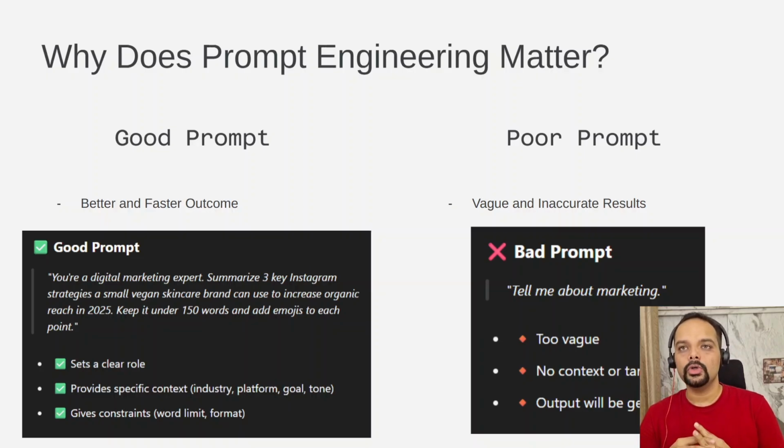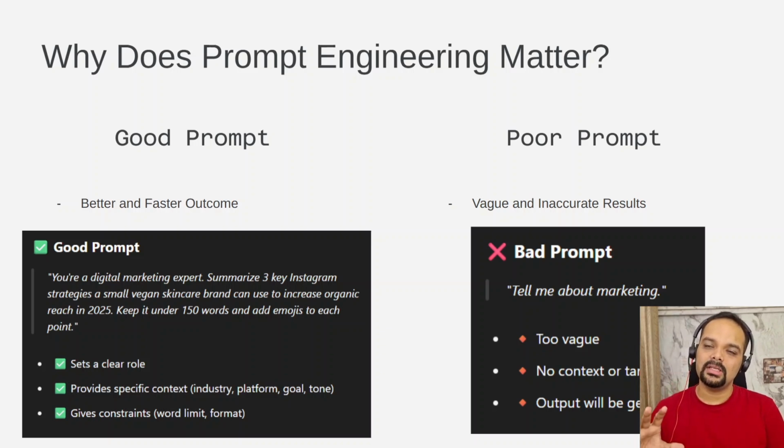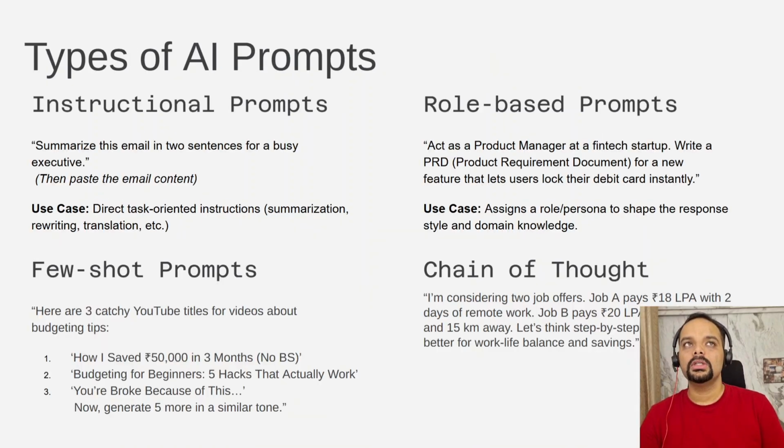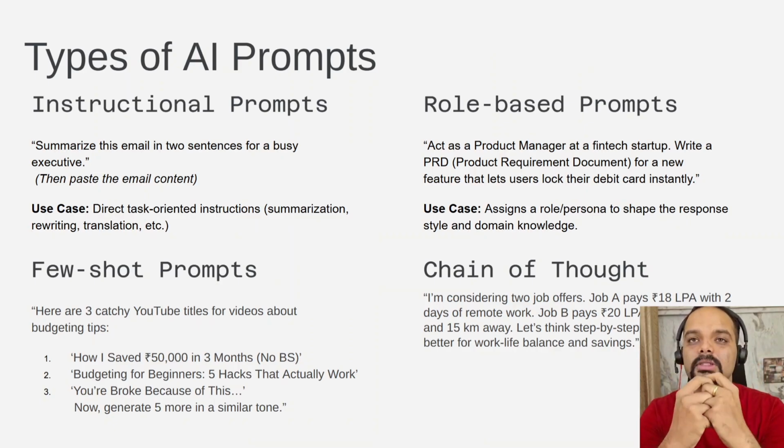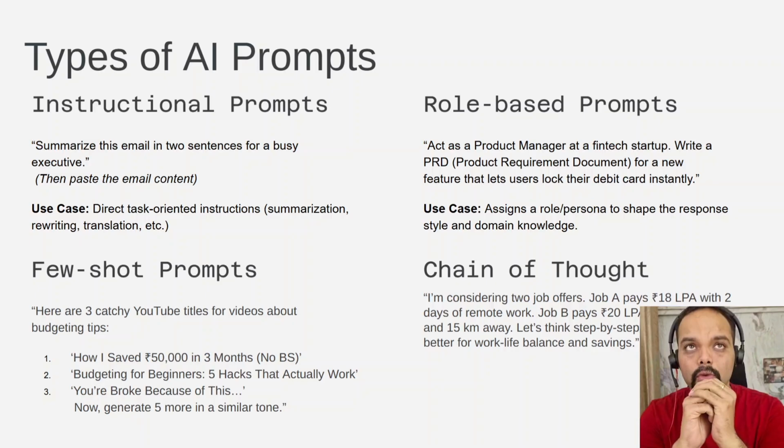A good prompt will set a clear role, provide specific context, and give constraints. But a bad prompt will be too vague, like tell me about marketing, tell me about operations. Those kinds of things will be very vague and will give you a very generic output. So there are a lot of types of prompts. Here I am covering only four.